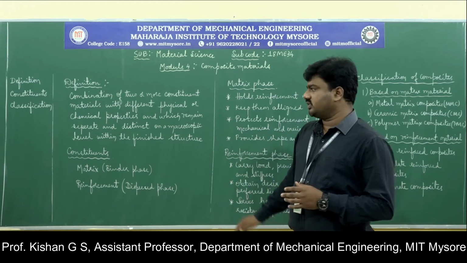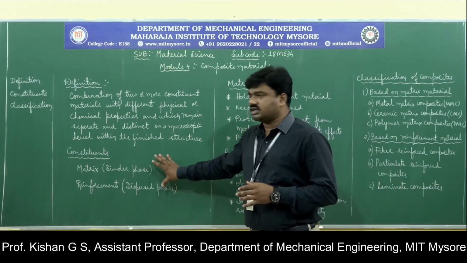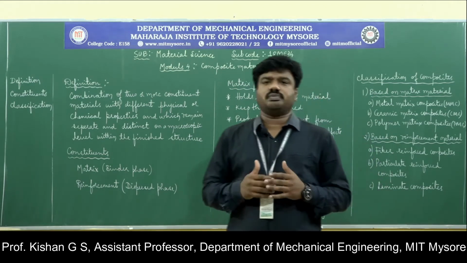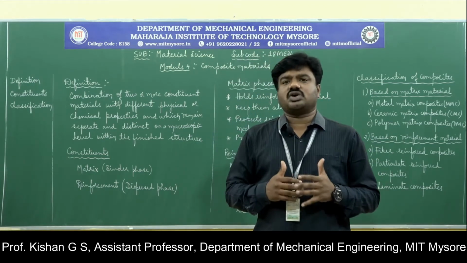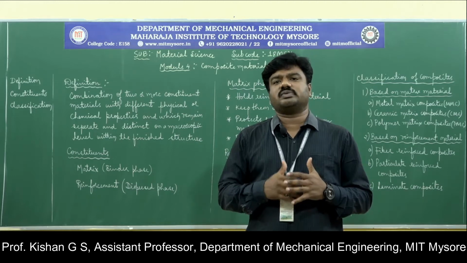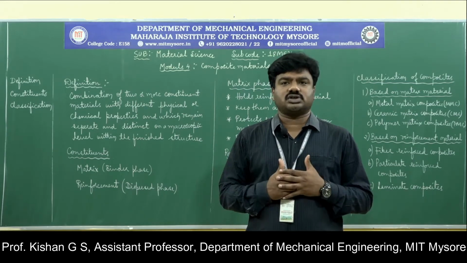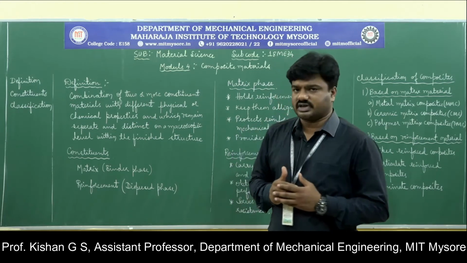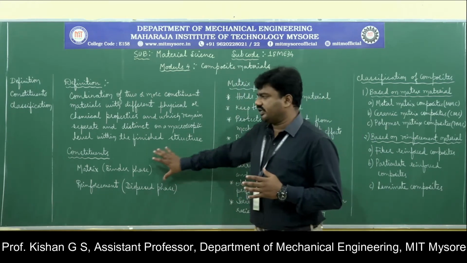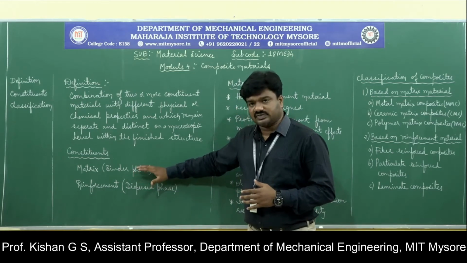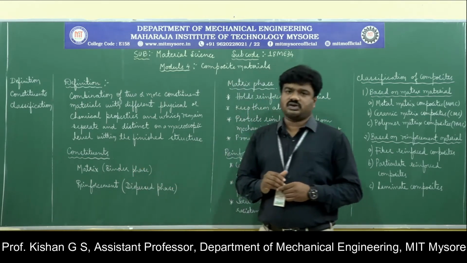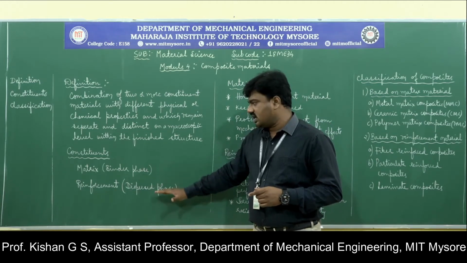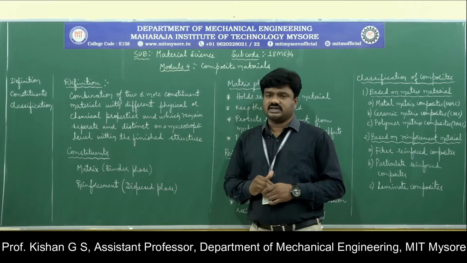Now let us study the constituents that form the composite material. When we say there is a combination of two or more materials, you cannot simply take any material available in the market and go with the combination. There are two factors of consideration, that is the constituents. One phase is the matrix phase, another phase is the reinforcement phase. The matrix phase is basically the binder phase and the reinforcement phase is the dispersed phase.